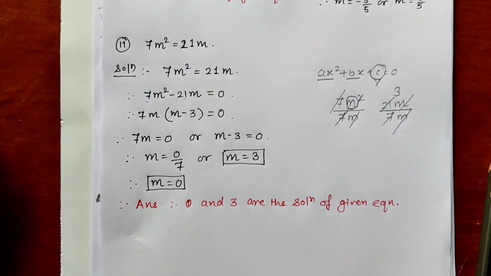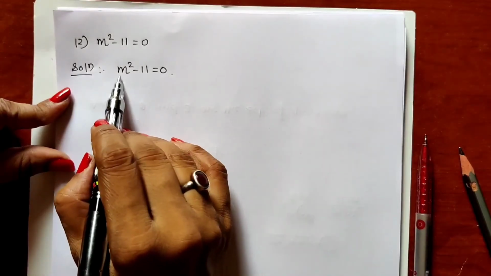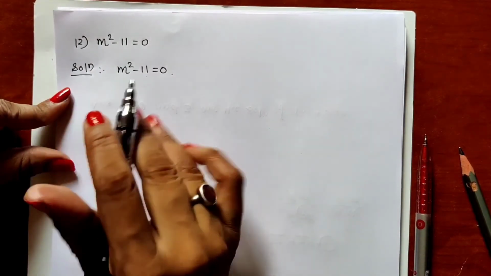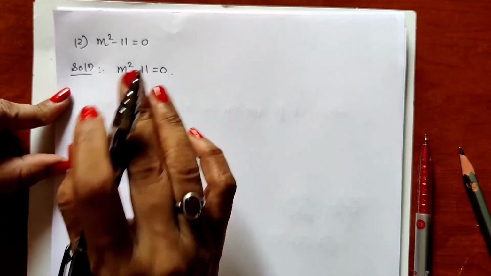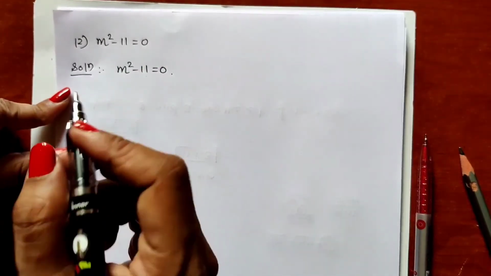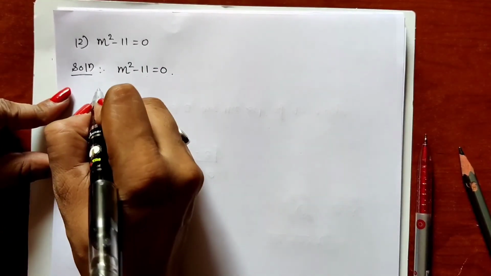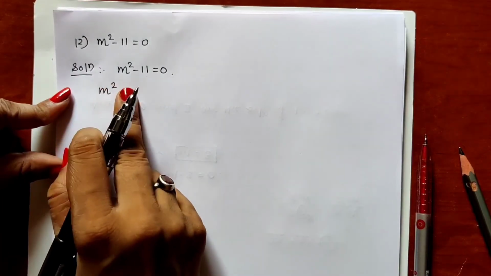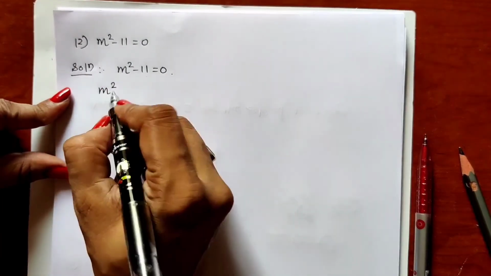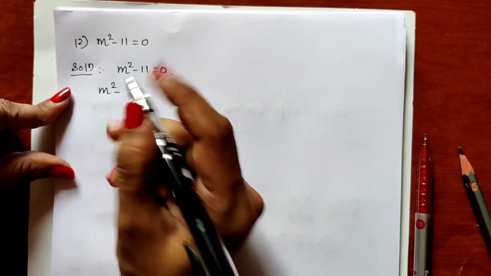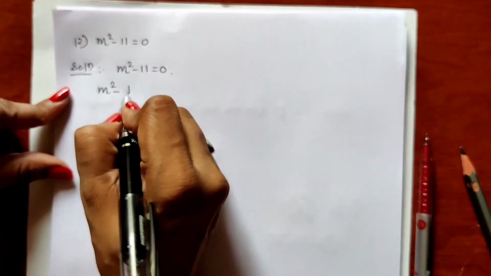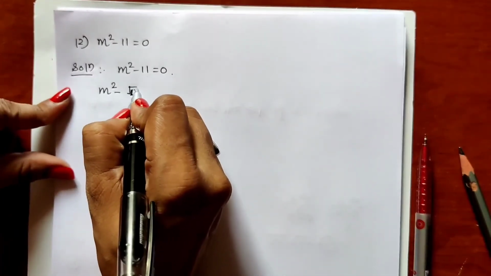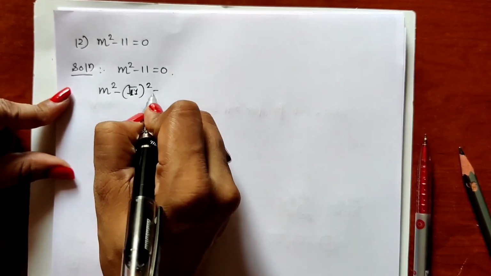Let's go on to the last sum. Only two terms are there, the first term and the constant term. So here also we can apply the formula method or the direct method. First I will show you the formula method. m square is in the proper square format. 11 is the square of which number? 11 is not a perfect square. So we can write it as the square root of 11 square is equal to 0.